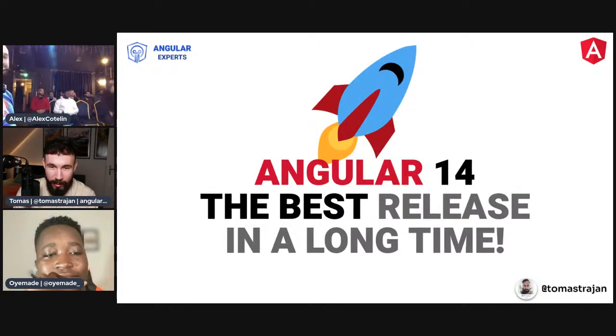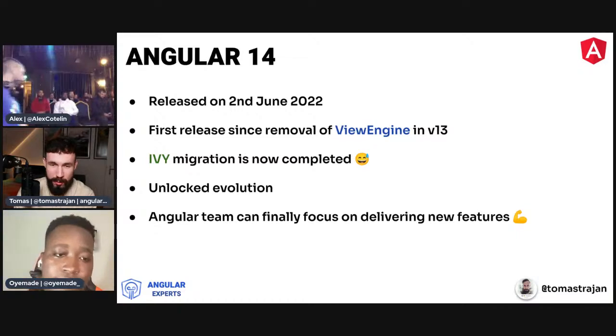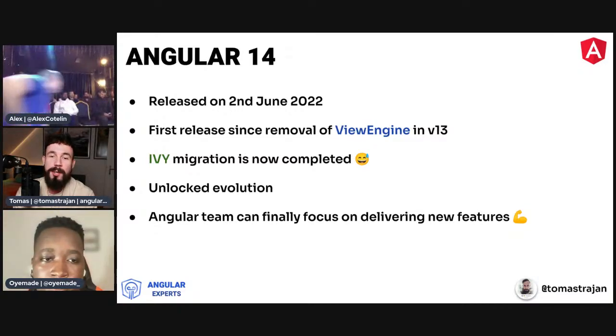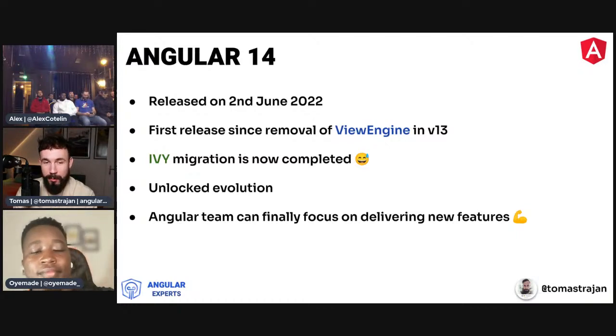So let's talk about Angular 14, the best release in a long time. And why is it so? Angular 14 was released on the 2nd of June, so it's already a couple of months. It was the first release since the removal of View Engine in Angular 13. That means that now the Ivy migration is completed, and this unlocks new evolution and new features for Angular, so that the Angular team can actually focus on new features. So let's unpack what this means.